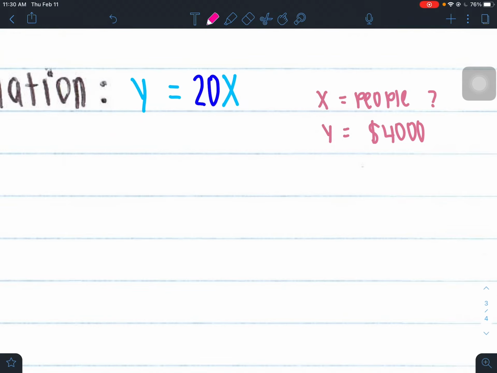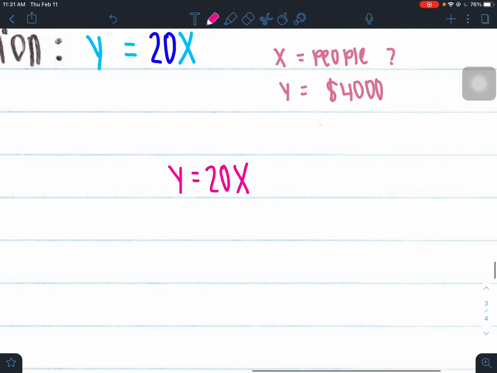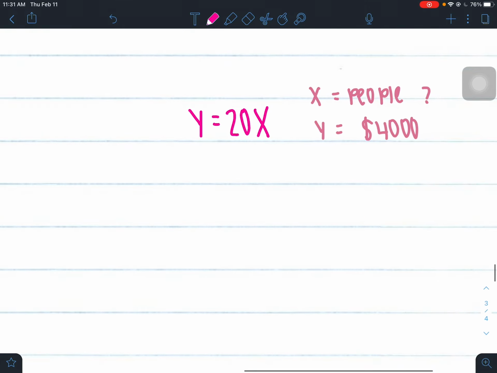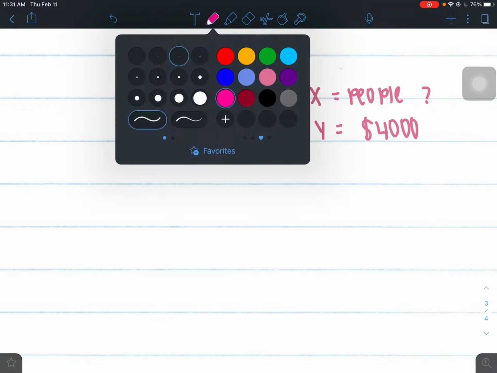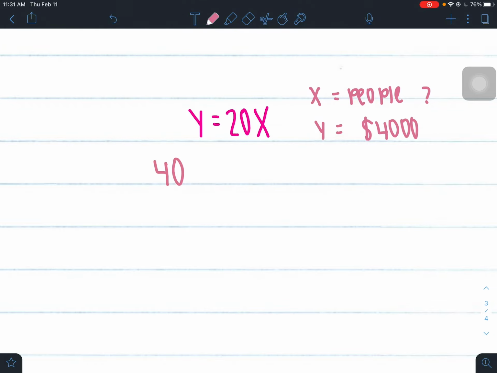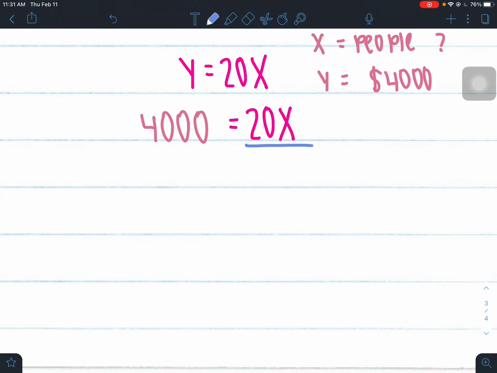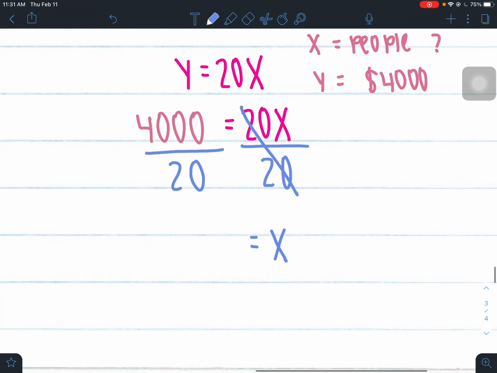So using the equation we just got, y equals 20x, we're going to plug in the information we know. We're going to plug in 4,000 for what variable, x or y? We're going to plug it in for y. So 4,000 equals 20x. Well, we want to get x by itself, so the next thing I would do here is divide both sides by 20. And then x equals 4,000 divided by 20, which is going to give me 200.